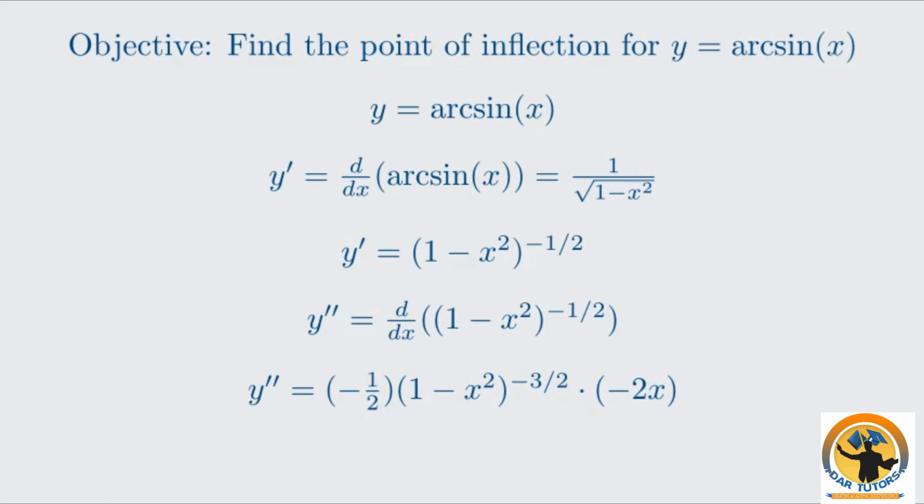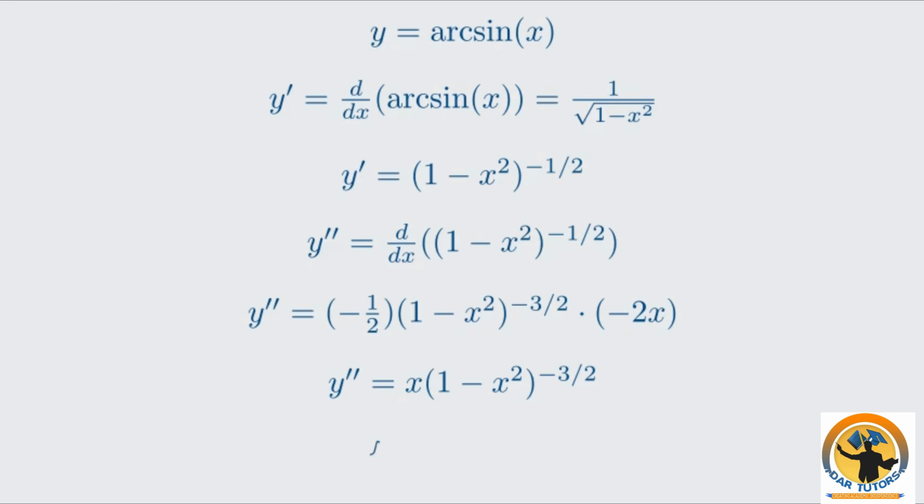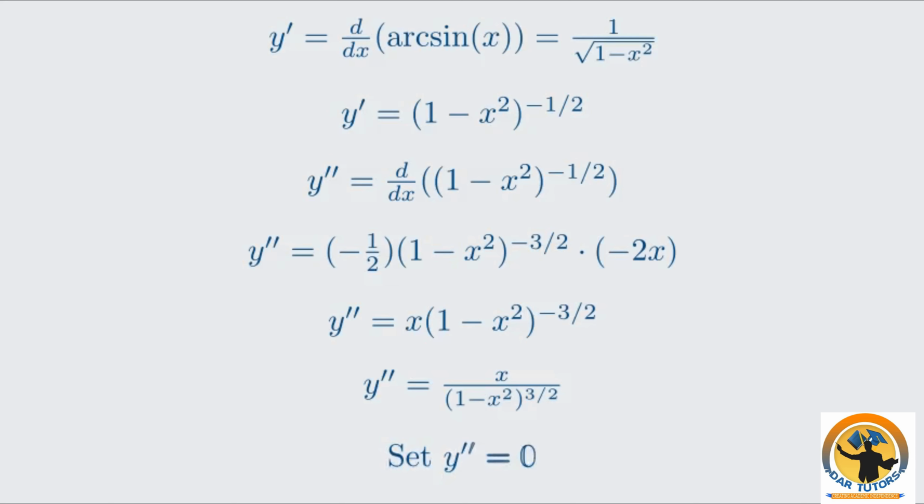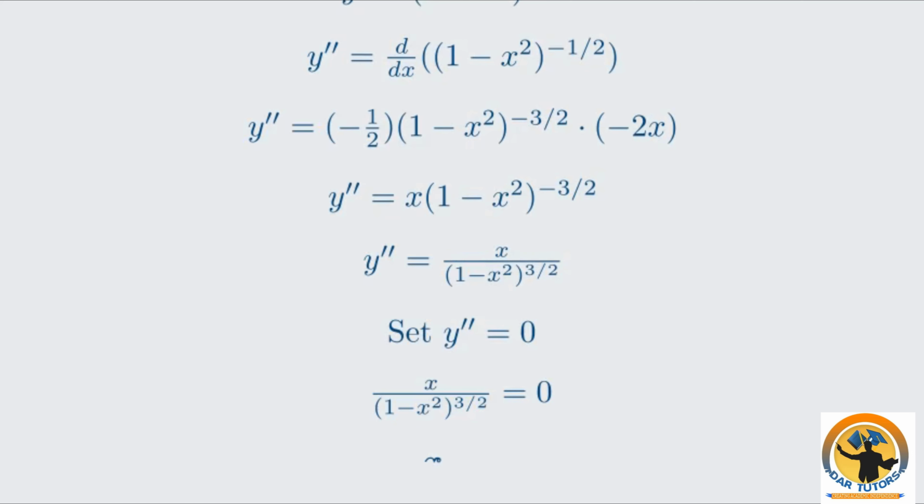Let's simplify this expression. The negative 1/2 and negative 2x multiply to give x. The term with the negative exponent moves to the denominator. So y double prime equals x over the quantity 1 minus x squared, all to the power of 3/2. To find the point of inflection, we set the second derivative equal to 0. Setting y double prime to 0 gives us x over 1 minus x squared to the 3/2 equals 0. This equation is true only when the numerator is 0, so x equals 0.